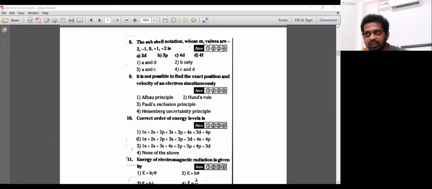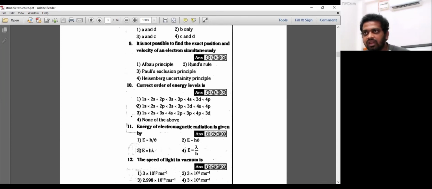Question number 9. It is not possible to find the exact position and velocity of an electron simultaneously. It is the rule that is nothing but Heisenberg's uncertainty principle. It is also called the principle of uncertainty. Remember, this is one more regular question for the 10th class regular examination also. It is not possible to find out the exact position and velocity of a moving electron simultaneously.